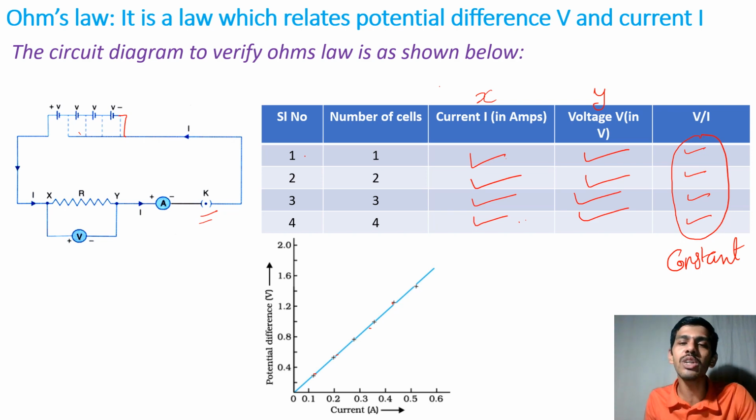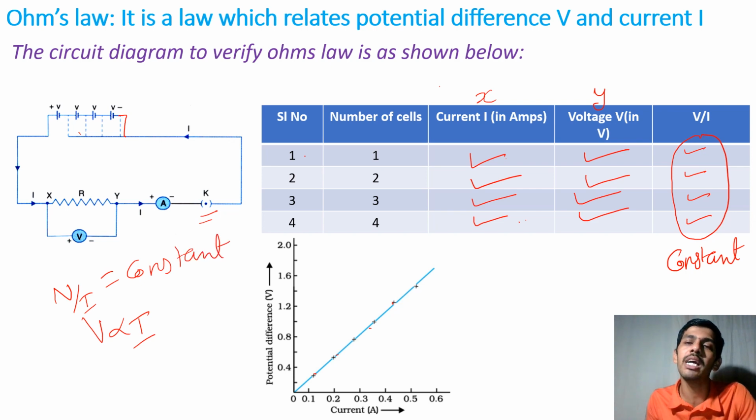What is the conclusion you can draw out of this? The graph of V versus I is a straight line passing through the origin. That indicates that the values of V and I are proportional to each other. V by I is equal to a constant you will get. V by I values you will get constant. That itself is nothing but V and I are directly proportional.